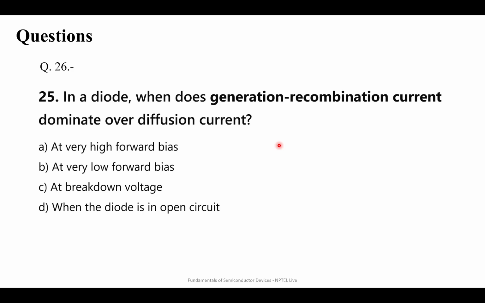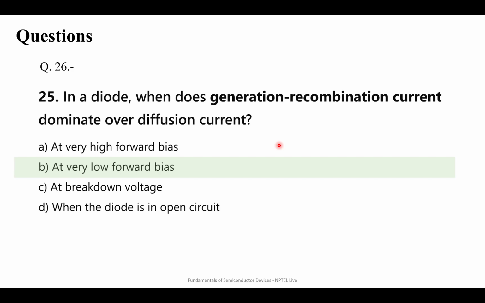So the answer to this would be at very low forward bias. So you see, when we have forward bias, you are injecting majority carriers from outside, which are diffusing over the depletion region. So at high forward bias, you will have much higher carriers injected, so your diffusion current will be very high.